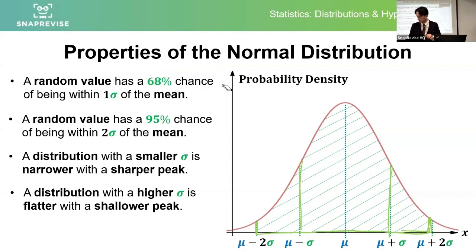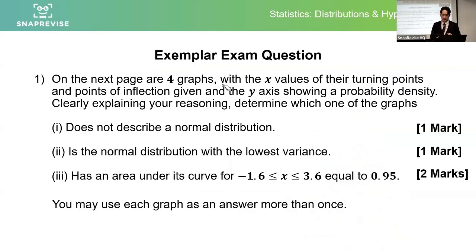So this is a really good one, actually, because it matches the graphs to the shapes. So let's explore this now. On the next page in your booklet, you're going to see 4 graphs, the X value of their turning points, points of inflection, and also we need to look and reason why, which one isn't a normal distribution, which one is a normal distribution with the lowest variance, and which one has an area between minus 1.6 and 3.6 equal to 0.95. So have a little look at the graphs now.